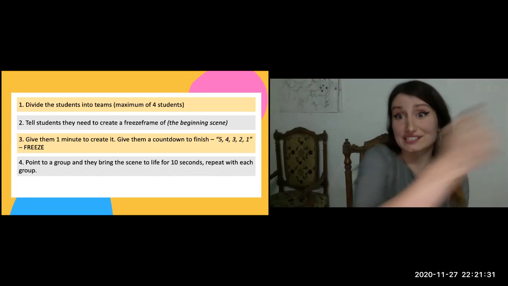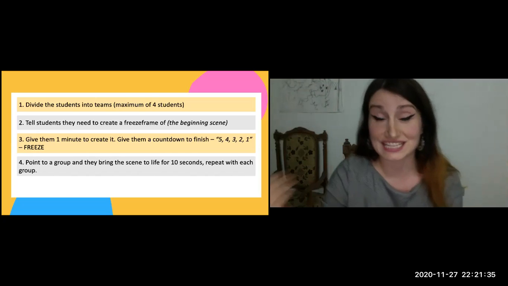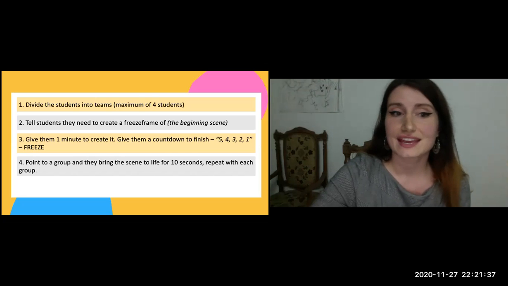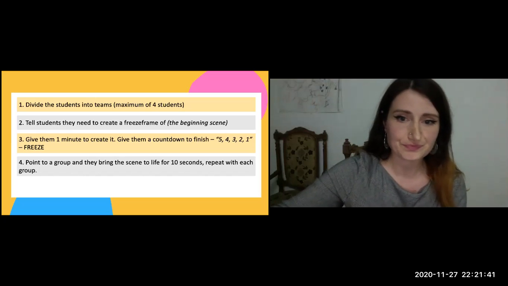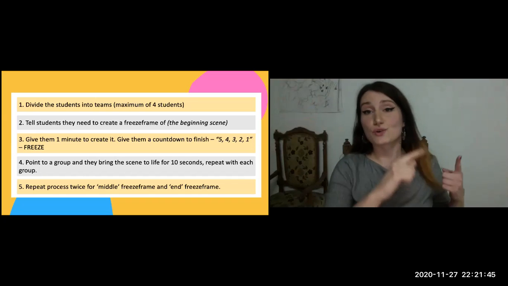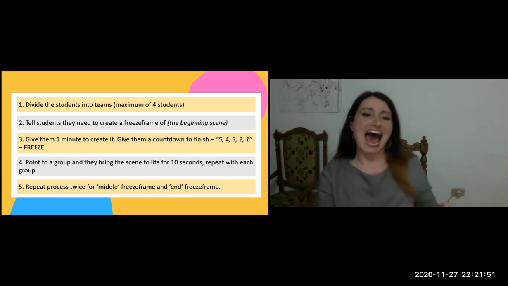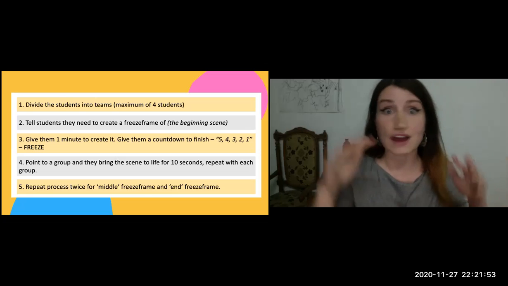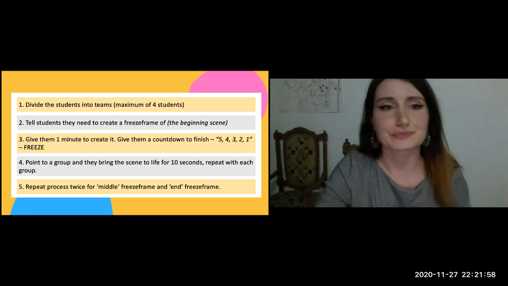I then do as I said before, where I point to a group and they bring that scene to life for 10 seconds. And then I repeat that with each group going around the room. And then I do this same process for the middle freeze frame and the end. So our middle one was the journey, so in the space rocket. And then the final one was arriving on the new planet and they're getting out of the spaceship and looking around.